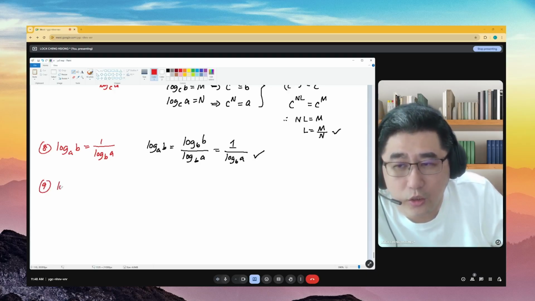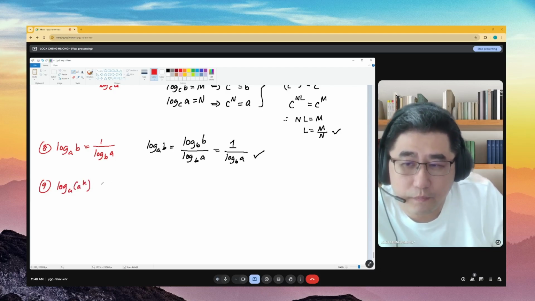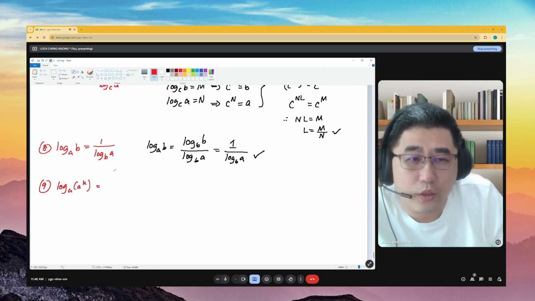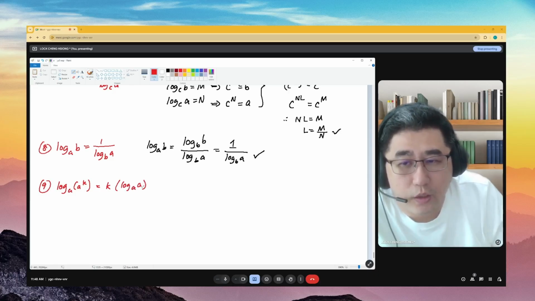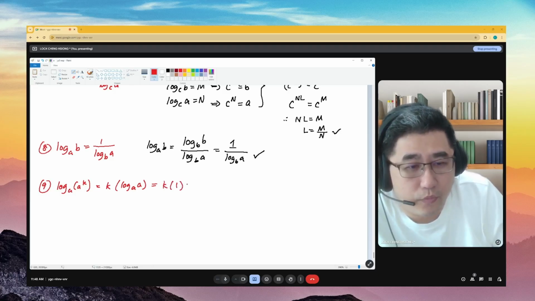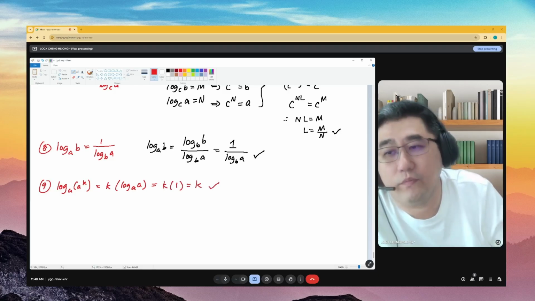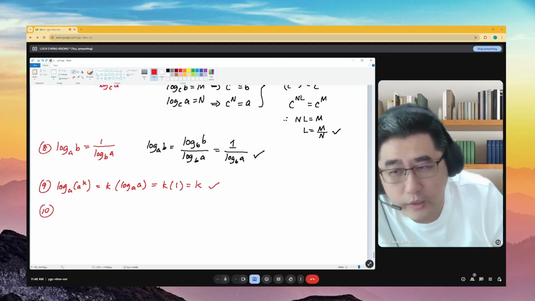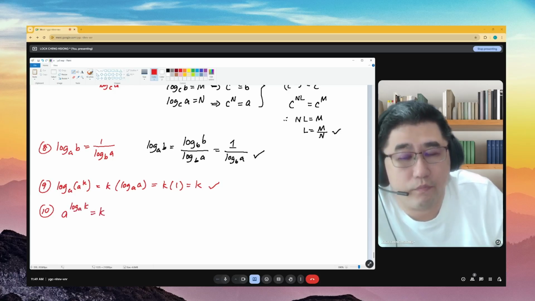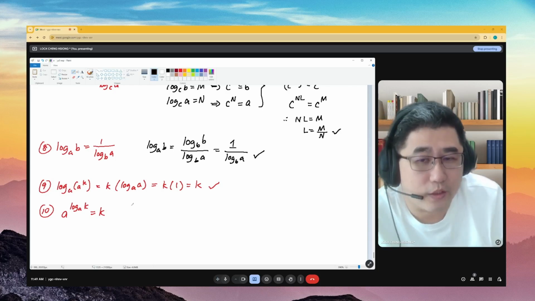Okay, log of A^K. According to rule number 3, K can be brought to the front. So K log of AA, and log AA we also know is equal to 1. So it's equal to K. Number 10: A to the power of log AK equals K. Okay, so this one is a bit harder.